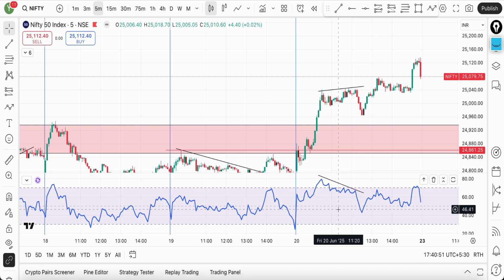So just to wind up everything, RSI is not a magic wand, right? It's a supporting tool that, when used with price action, can significantly improve your conviction.